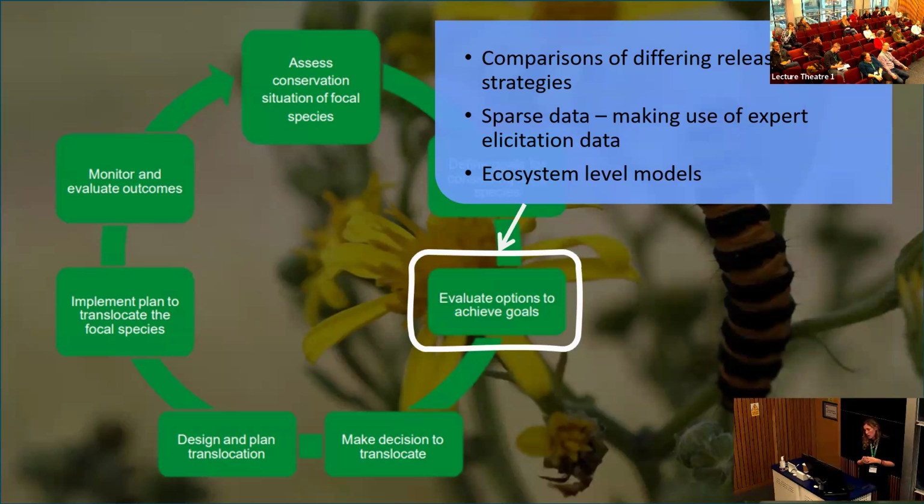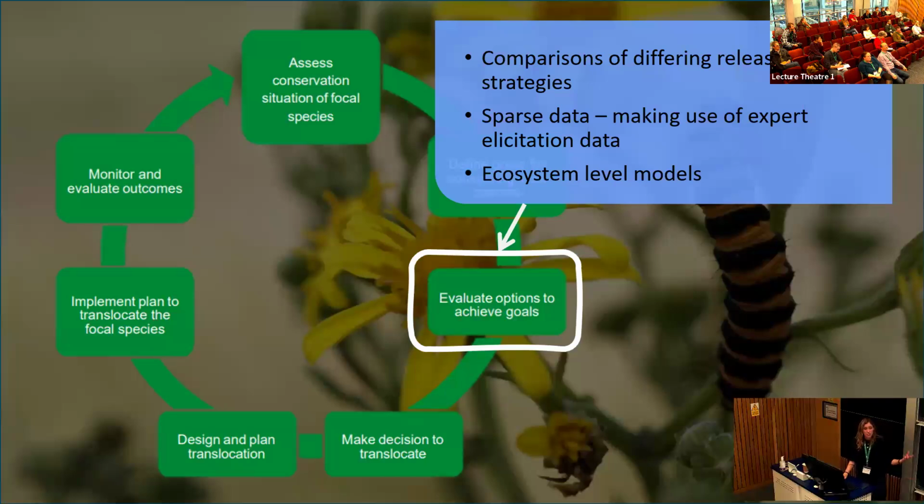In terms of evaluating options to achieve our goals, when we compared release strategies, ideally we wanted to model what was likely to happen if we used different release strategies. We didn't have enough information to develop the methods to do that. Again, sparse data. We had expert elicitation data, but ideally we would have liked to have done something quantitative with that as opposed to just qualitative.